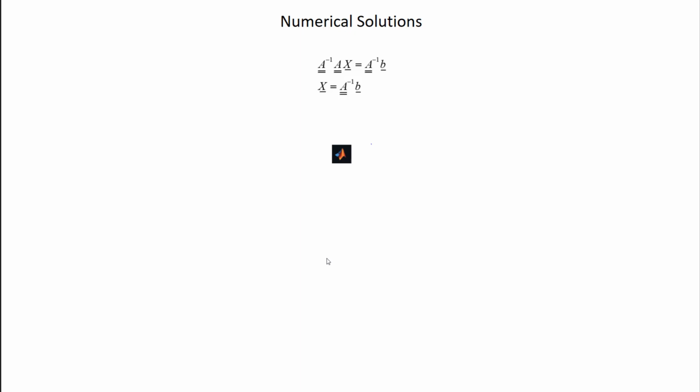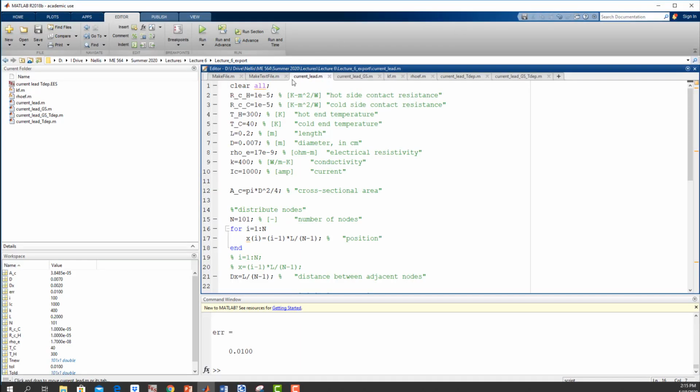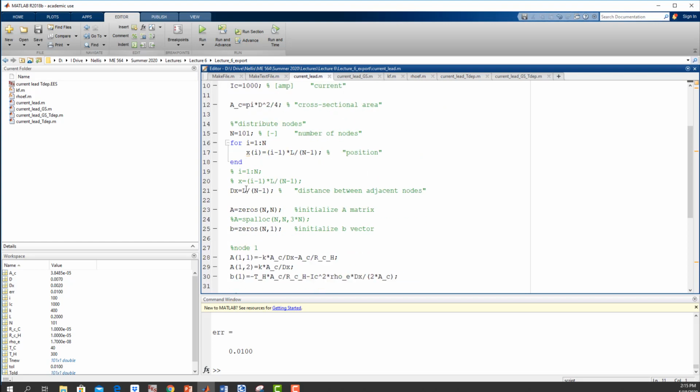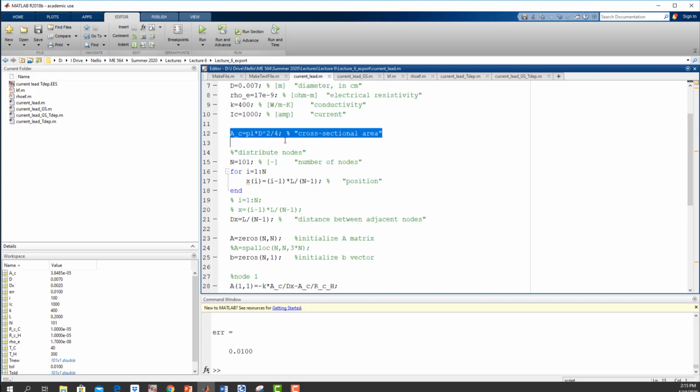So let's see if I can find Matlab. I have about 20 windows open here. Okay, here's Matlab. This is my Matlab code. So if we just go through this, let's see, what have I done here? These are all the inputs. There's the cross-sectional area. Here's distributing the nodes.